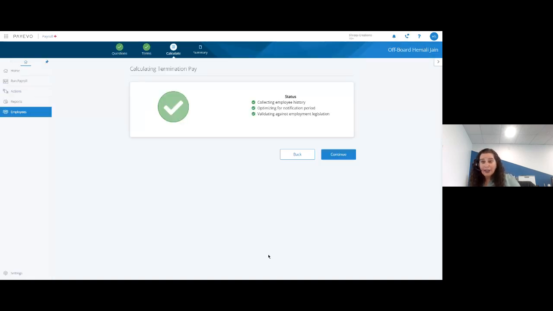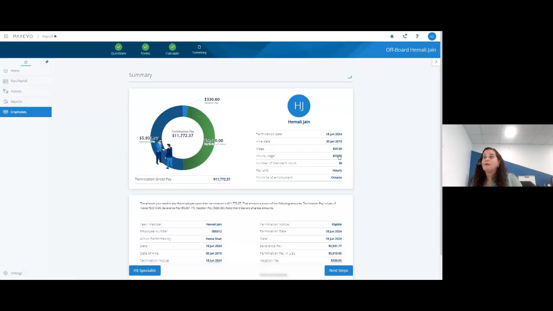And now it's calculating my termination obligations. See how fast that was? Pretty cool, huh? So now, just so you know, when I click the continue button at this point, I have not been charged. This is a paid tool, so I have not been charged at this point. As soon as I click this button, I will be charged the fee for the tool. We'll talk about the pricing in just a minute. But there's a little tool tip in case you forget. And there you go.